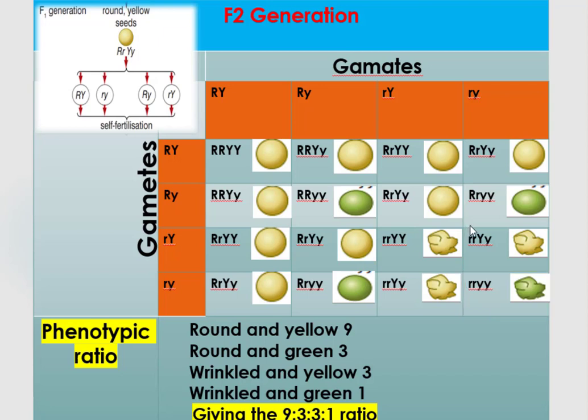So, in the F2 generation, the other two features reappeared but in new combinations, as we can see from the Punnett square. These two other features that reappeared in new combinations are round and green, and wrinkled and yellow. So the phenotypic ratio is 9 round and yellow to 3 round and green, 3 wrinkled and yellow, 1 wrinkled and green. That means a 9, 3, 3, 1 ratio.